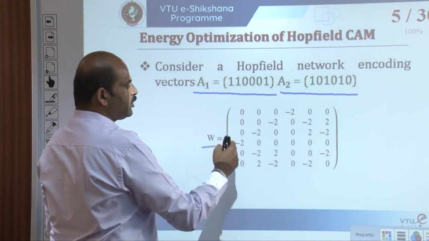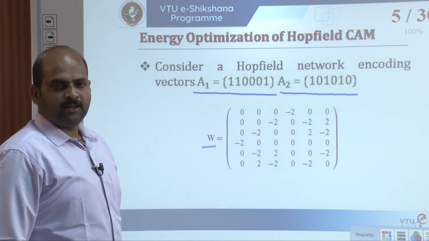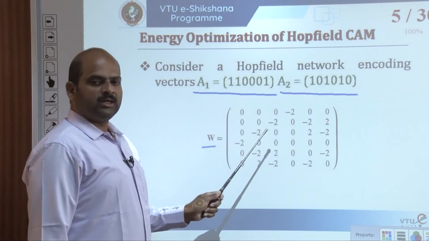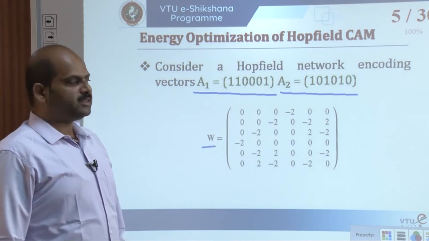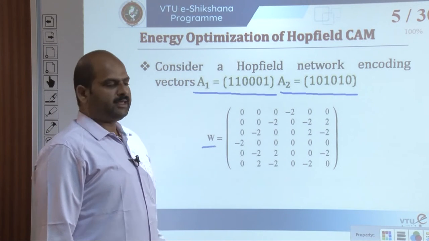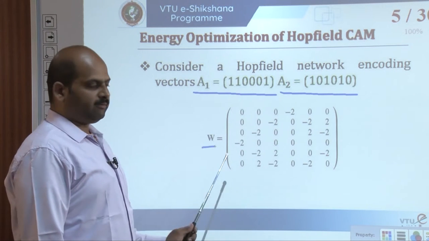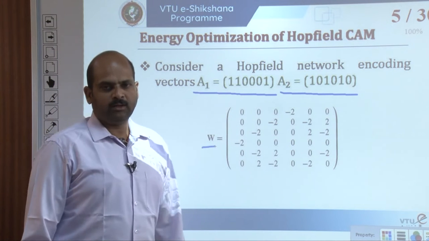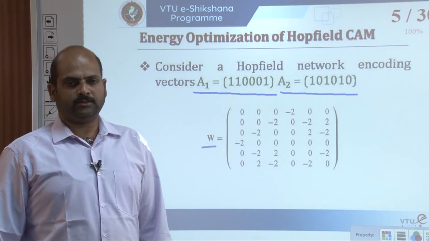Here we see that a 6 cross 6 matrix is produced. As I said, we are going to encode these two vectors into a 6 dimensional Hopfield network CAM using this bipolar outer product encoding process. So, with the help of A1 and A2, we make this weight matrix W, a 6 cross 6 matrix for the 6 dimensional Hopfield network.